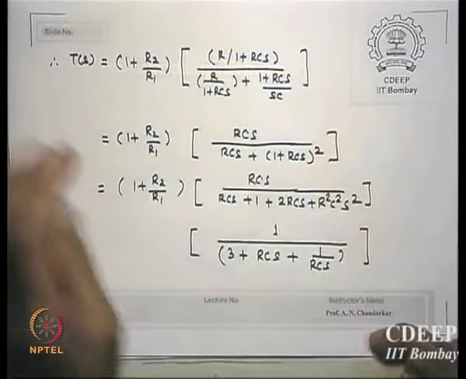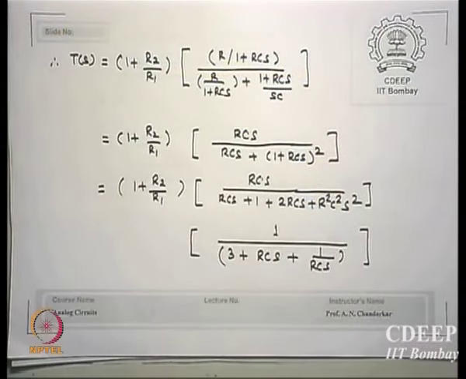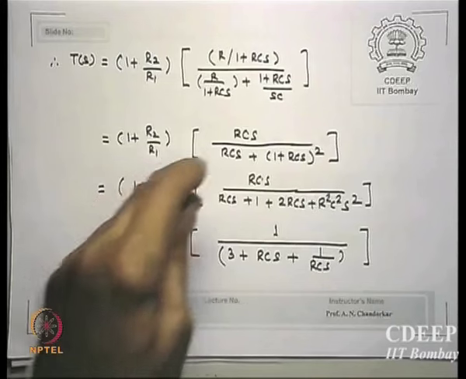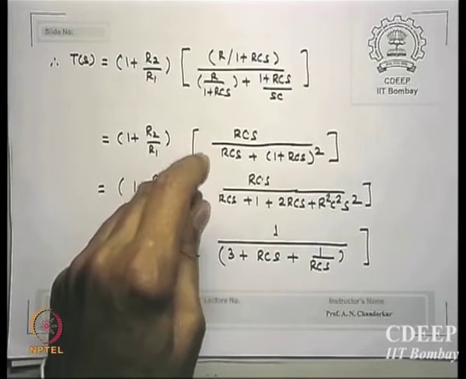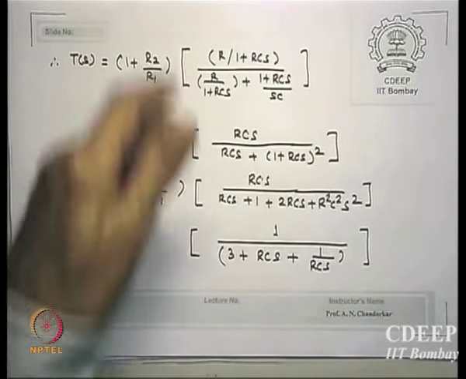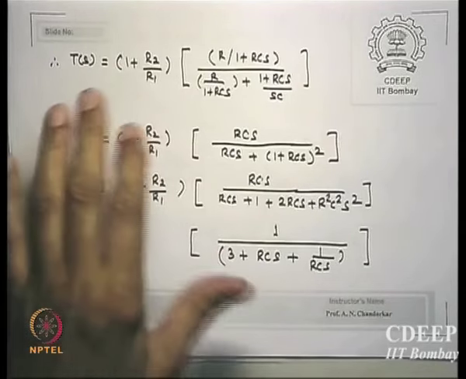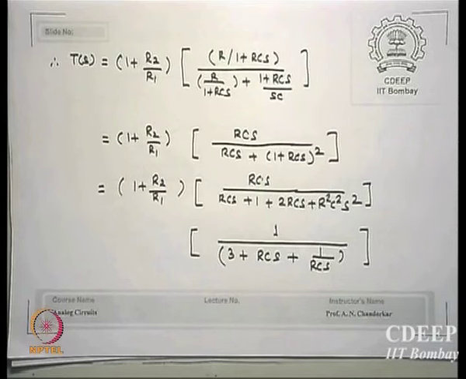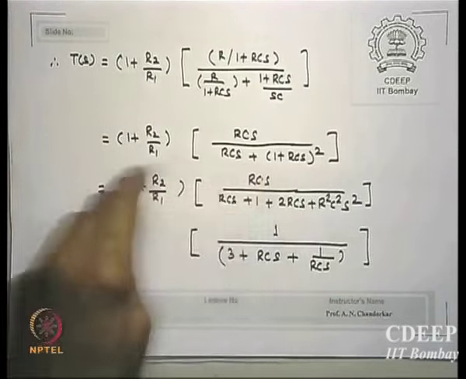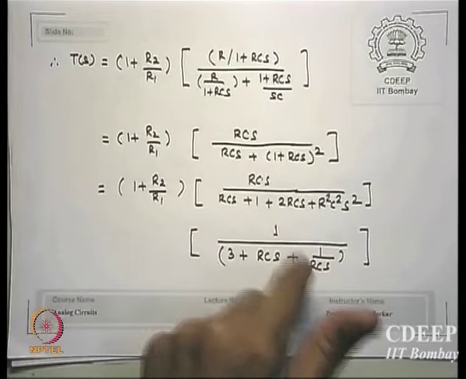So, I substituted this Zp upon Zp plus Zs into 1 plus R2 by R1. I write so many steps because I do not copy from anywhere; I actually keep solving on paper. You can write the final step. Please remember, I just have to do the steps, otherwise I cannot get this expression.